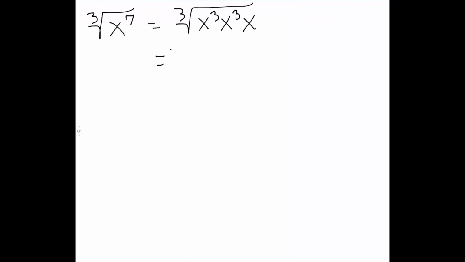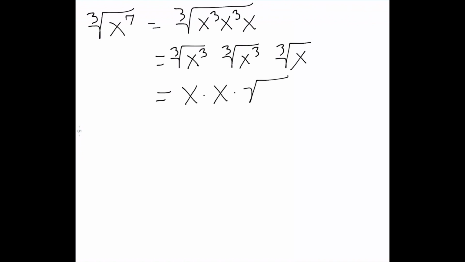Now that we've looked at some of these properties, let's do some examples of using them. The cube root of x to the 7th. Well, I can rewrite x to the 7th as x cubed times x cubed times x. And then my property of product says this is the same thing as the cube root of x cubed times the cube root of x cubed times the cube root of x. My last property says that the cube root of x cubed is just x, so this is x times x times the cube root of x, or x squared, cube root of x.